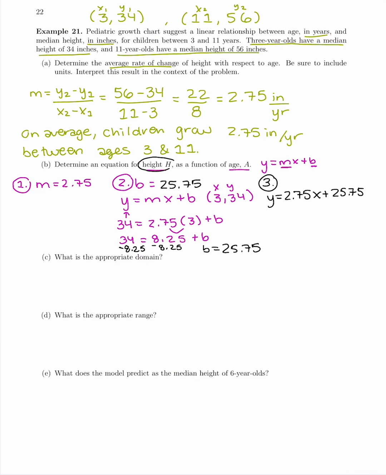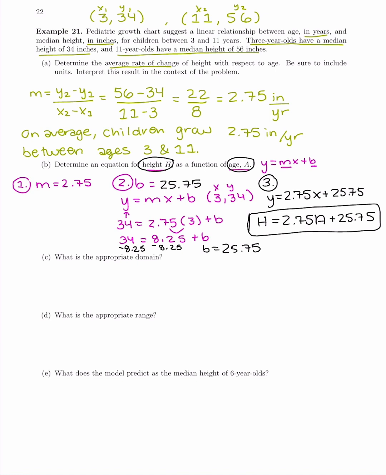This is supposed to be height as a function of age. So I'm going to change this y to h, and x to a. h equals 2.75 times a plus 25.75. Tell me their age. You can multiply it by 2.75 and add their initial height, 25.75, and then I'll get their overall height for any specific age.